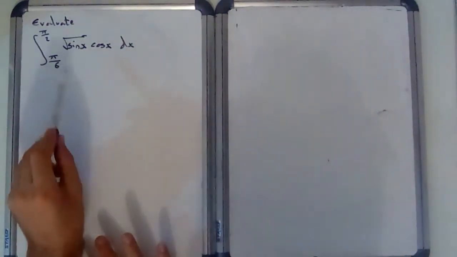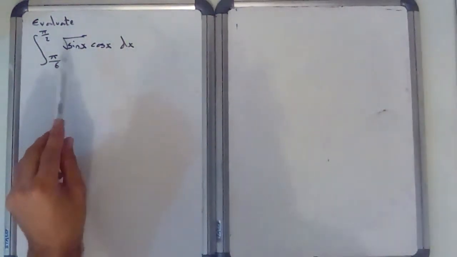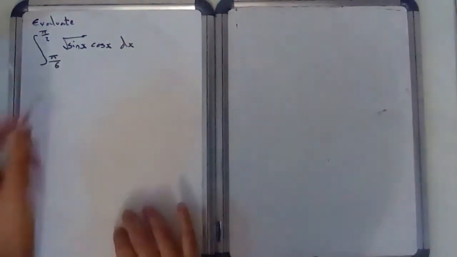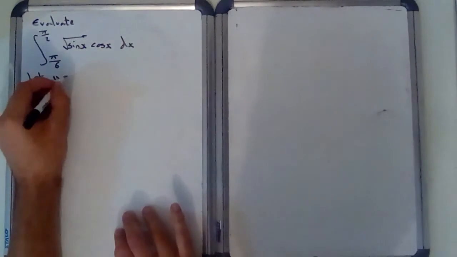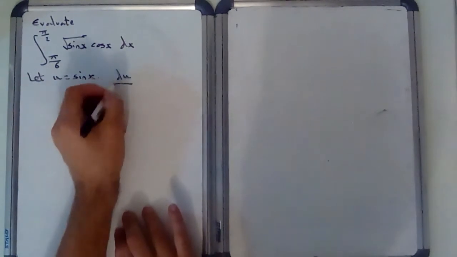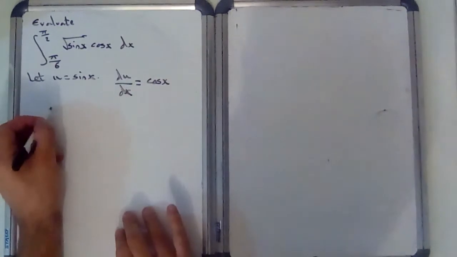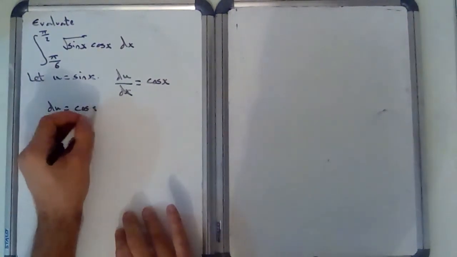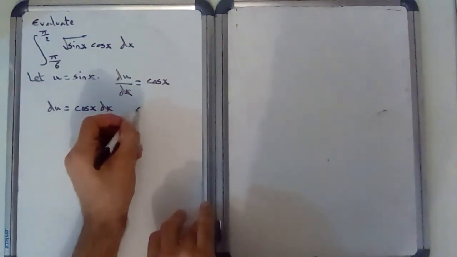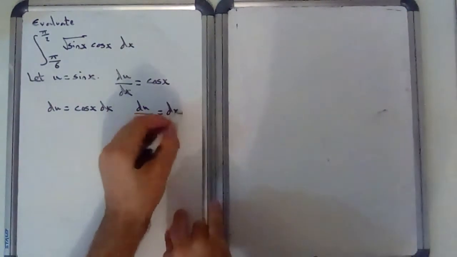Secondly, if we do have u equals sine of x, then when we do the du by dx and get dx, it's going to give us a cos x in the denominator, which is going to allow us to wipe that out. So let u equal sine x. That means du by dx equals cos x, which means du equals cos x dx, which must mean that du by cos x equals dx. So that's what we're going to substitute.